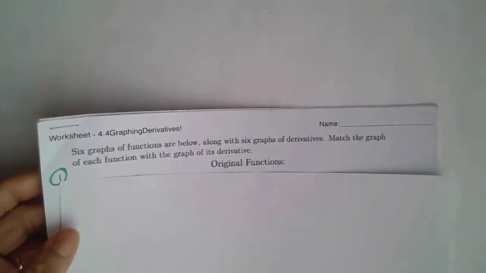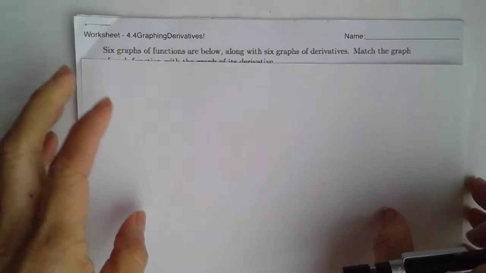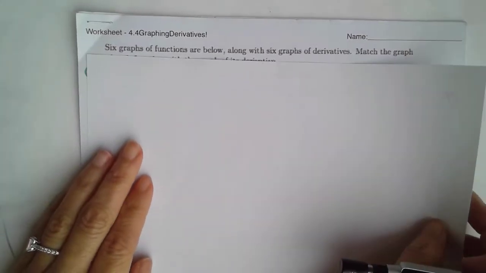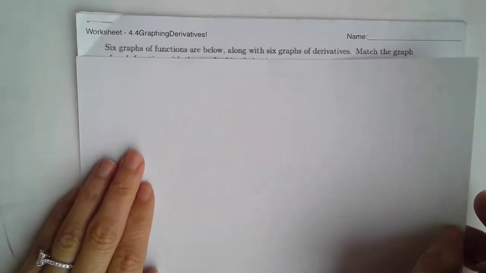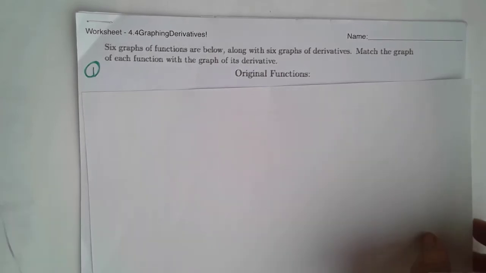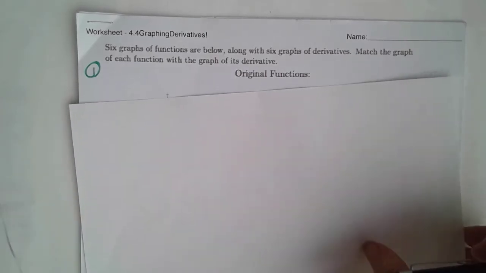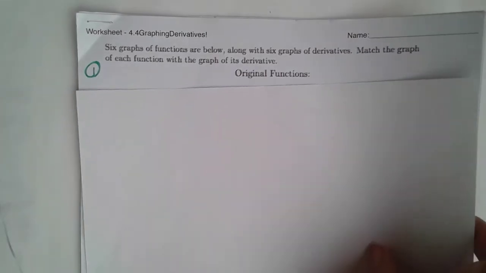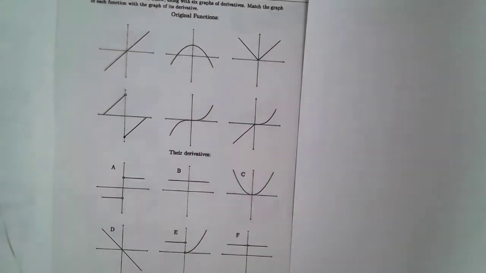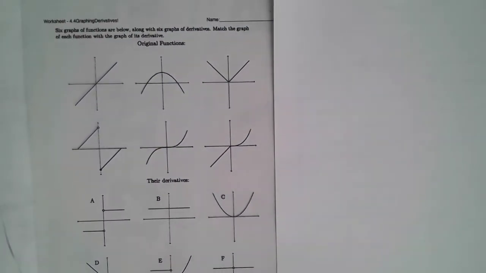Okay, now by now your sub should have given you this worksheet. It's got about 7 or 8 pages. It's called 4.4 Graphing Derivatives, and we're going to actually go through all this together, okay? Let's start with this guy here. So we're going to go little by little, okay? Let's try this one here first. So you're looking at this page here, okay? That's the first page that the sub gave you, right?